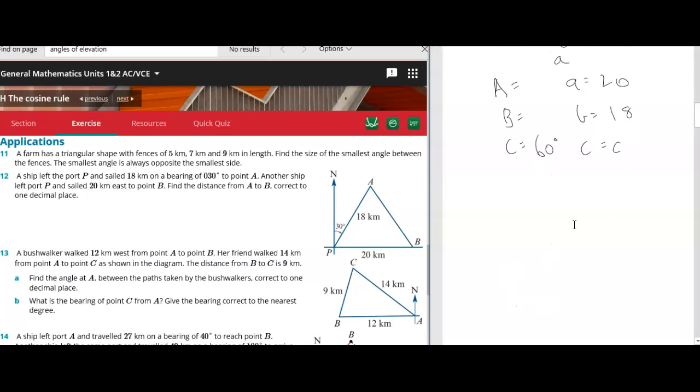Now, like I said before, write the formula out. Let's see if I can remember it. I think I'm good. Sorry, 2ab cos C. Okay, so there's your formula. So we're just substituting everything in. So 20 squared plus 18 squared minus 2 times 20 times 18 cos 60. Okay, so we've got c squared here.